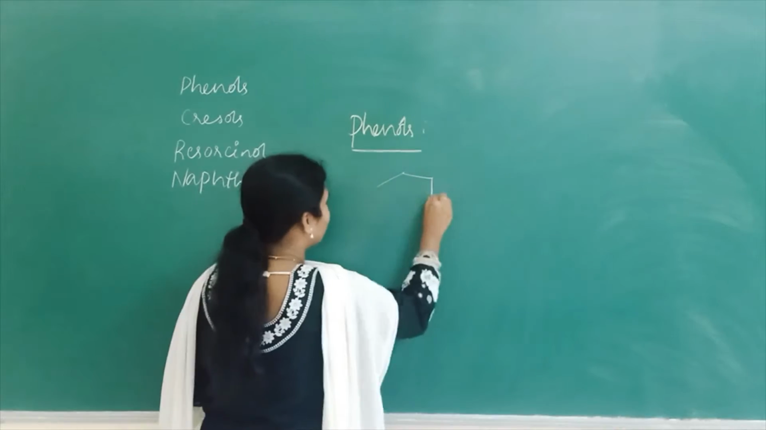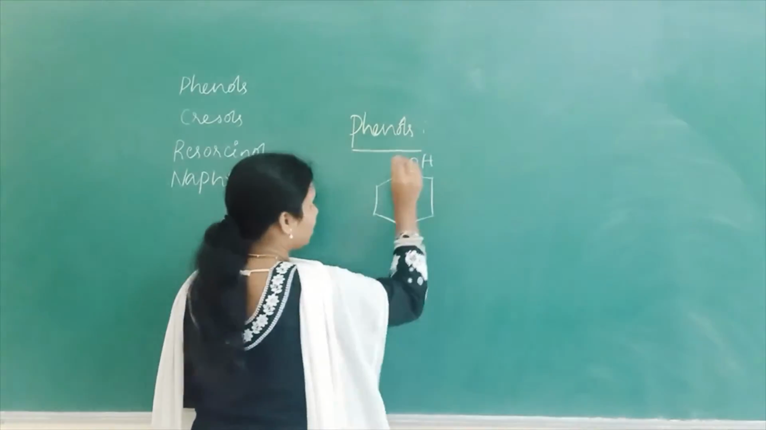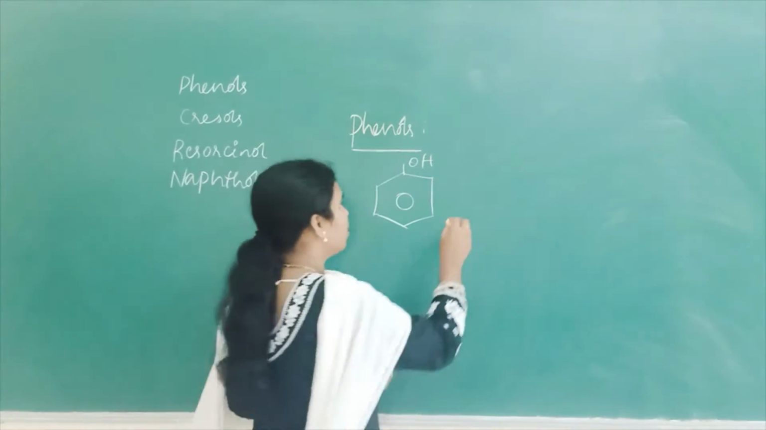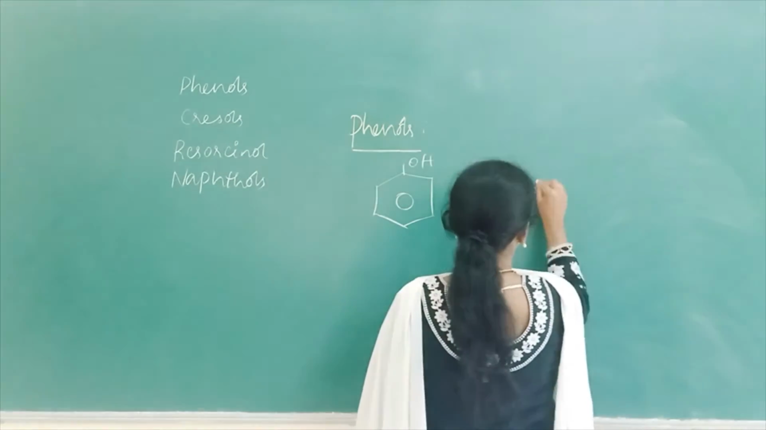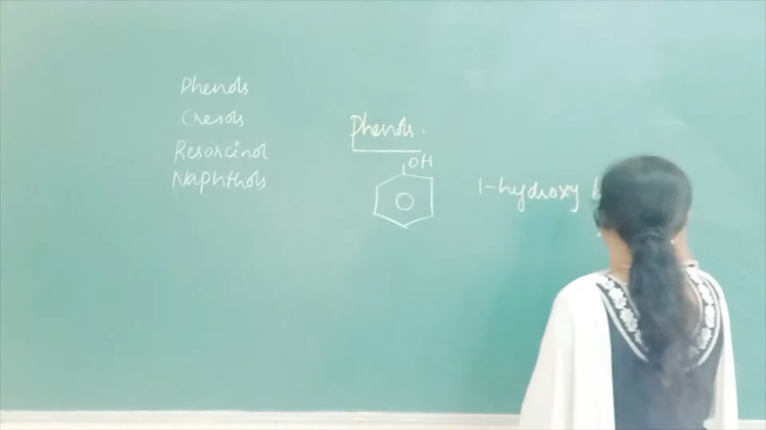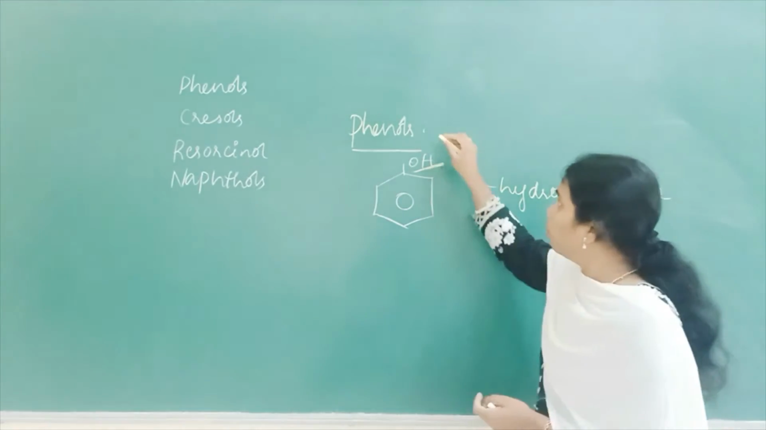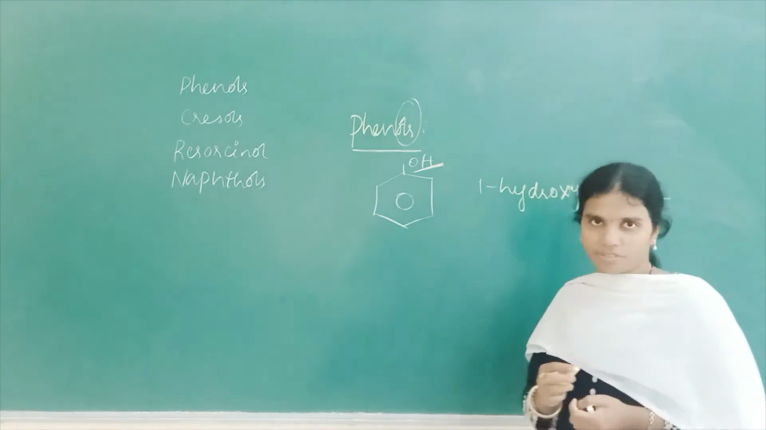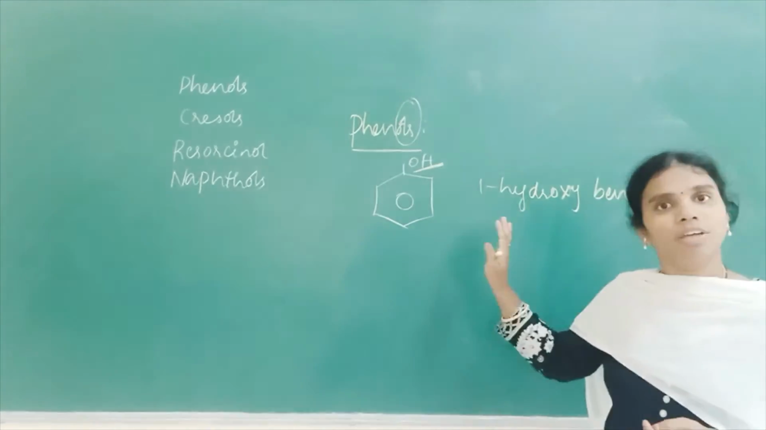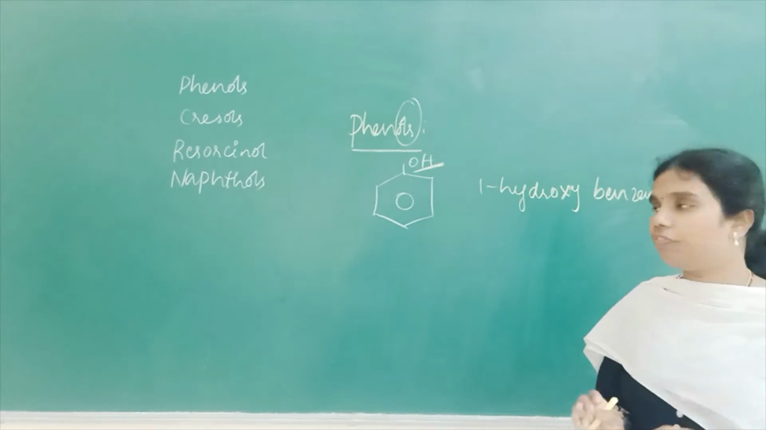We already know the structure of phenol. It is also called 1-hydroxybenzene, right? This is the hydroxyl group, that is why it always represents a hydroxyl group. It is aromatic, it contains an aromatic hydroxyl group. Okay, this is about phenol.